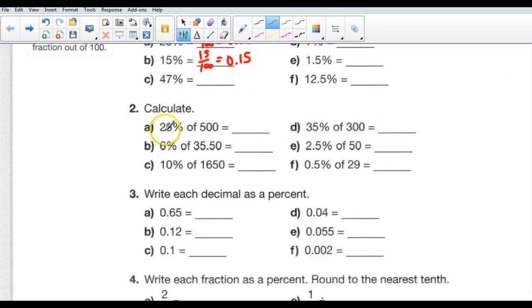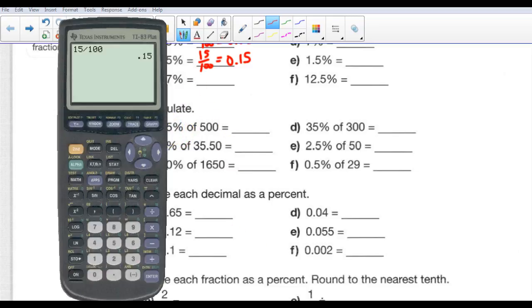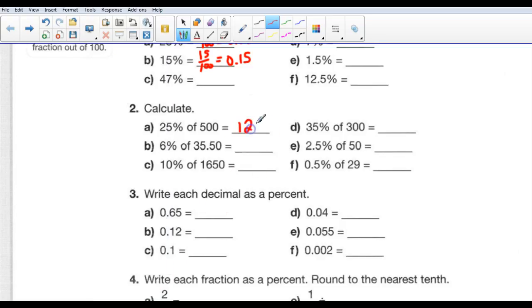Calculate. Now it says 25% of 500. Now remember from previous chapters, the word of means to multiply. Now 25% we already know from above is 0.25. So 25% is 0.25, and we're going to multiply that, because the word of means to multiply, times 500. So what it's asking us is what is 1/4 of 500? And that is 125. So 1/4 of the number 500 is 125.